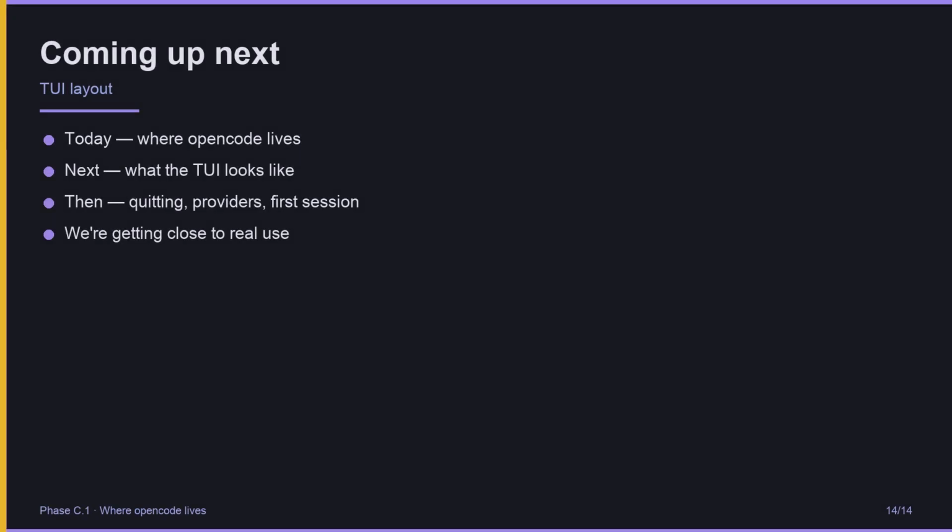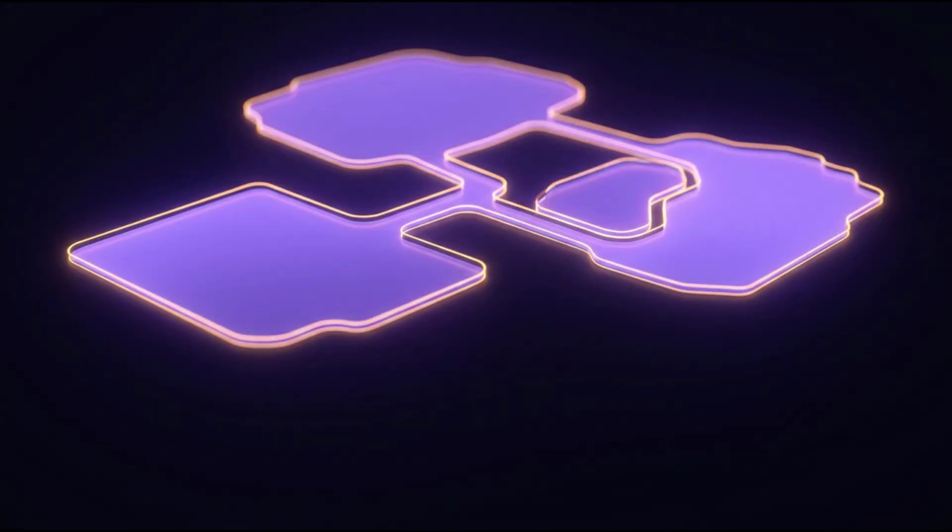Coming up next, the TUI layout. We know where opencode lives on disk. Now let's look at what you actually see when you launch it. The terminal user interface has specific regions, chat area, file list, mode indicator, status line. We tour those next.